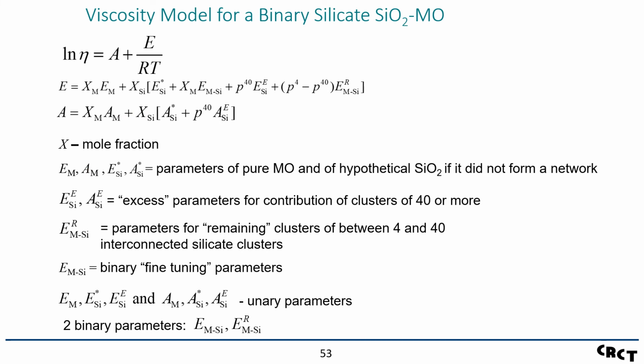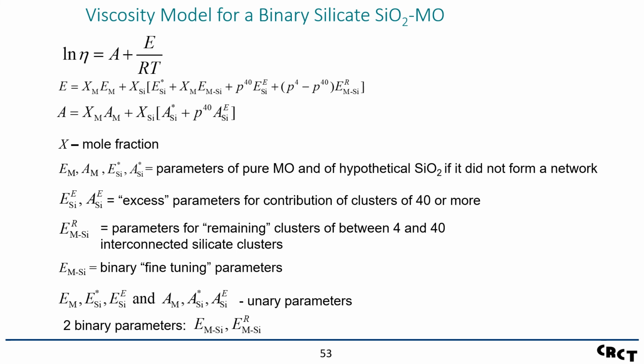where EM and AM are the parameters of pure MO, E star and A star are the parameters for silicon if it didn't form a network. These are parameters of the model. EXS and AXS, which are multiplied by P to the 40th, are parameters for the contribution to the viscosity of the very high clusters. P4 minus P40 is the number of clusters that are smaller than 40.